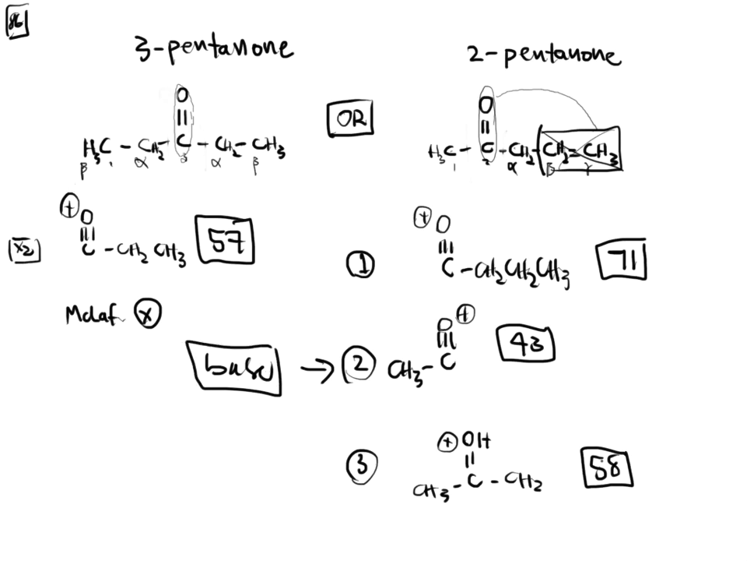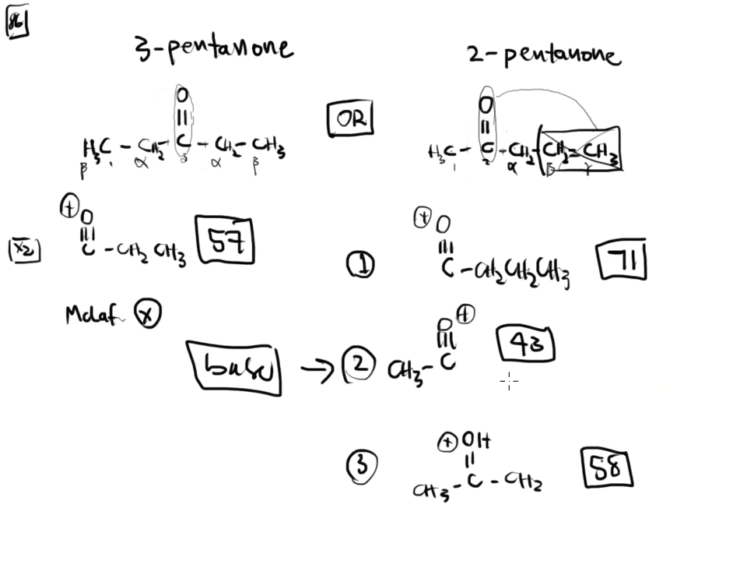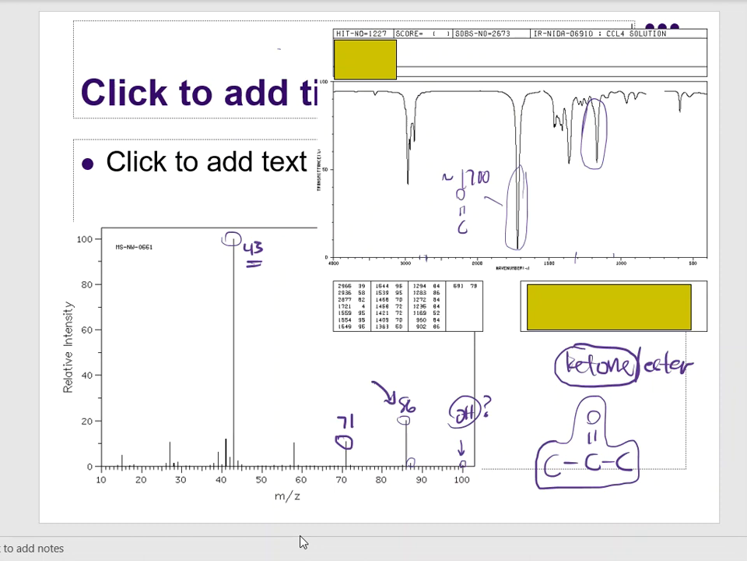In addition to that, what I would also see is a 71. And right here is the 71. On top of that, we've also written down a 58. I'm going to go to the spectrum. There's 55, 56, 57, and 58. So I have identified that peak. I've identified that peak. I've identified this one because that's the molecular weight. I've identified this one, which is 43.